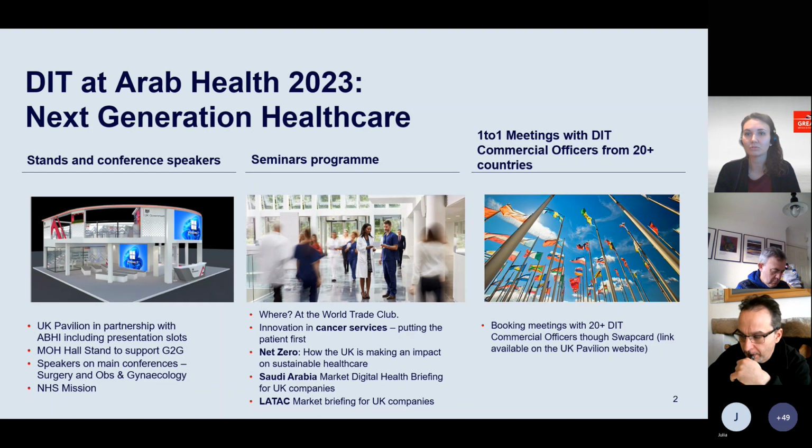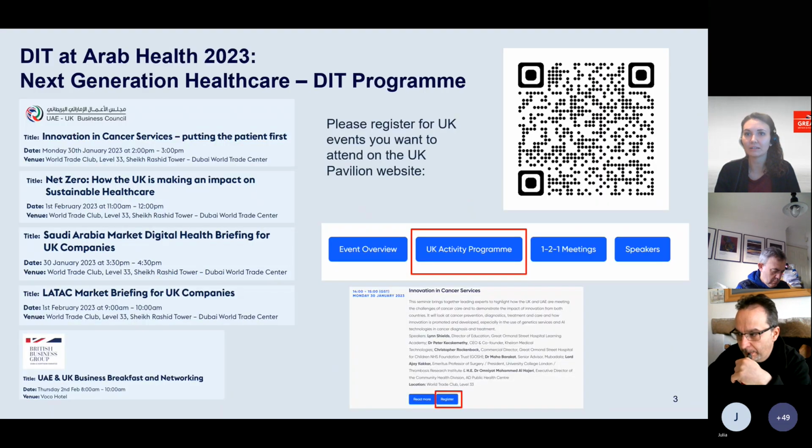If we could go to the next slide, I will go into details a little bit about the program. Thank you. On the left, you can see the list of seminars that we have. The first 4 will all take place at the World Trade Club in the Sheikh Rashid Tower, this hotel that is a walking distance from the main exhibition. The first seminar is about innovation in cancer services, putting the patient first, and we have a panel of UK and UAE speakers.